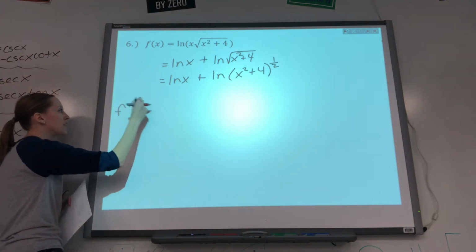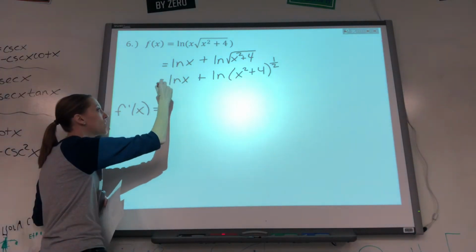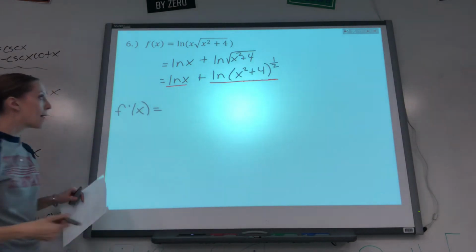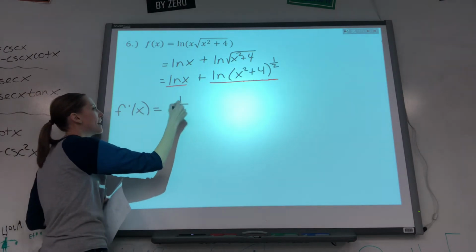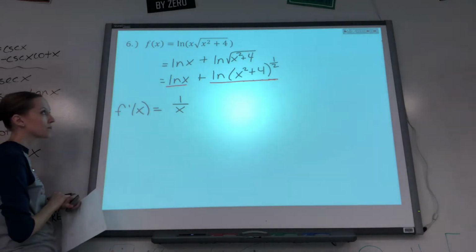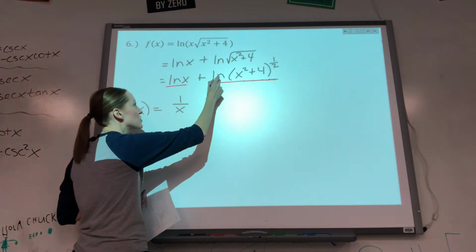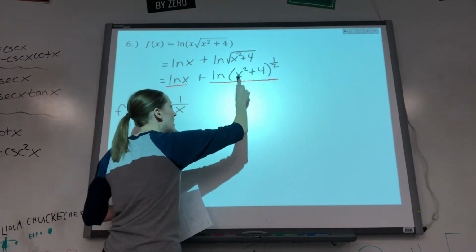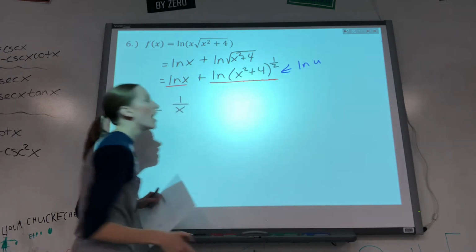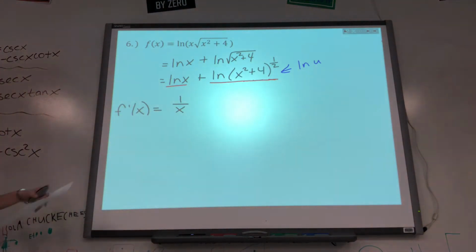So taking the derivative, this is just a sum. So you can just take the derivative of each part separately. So derivative of natural log of x is just 1 over x. And then coming back here, this is the natural log of something other than x. So this is kind of like your natural log of u. That whole thing right here is the u part.